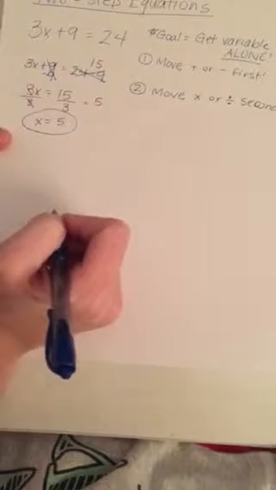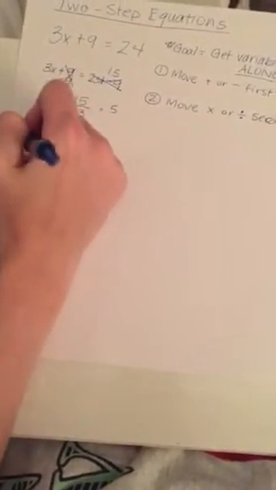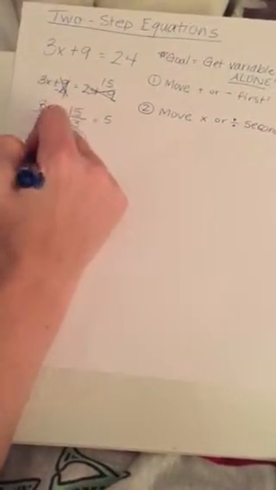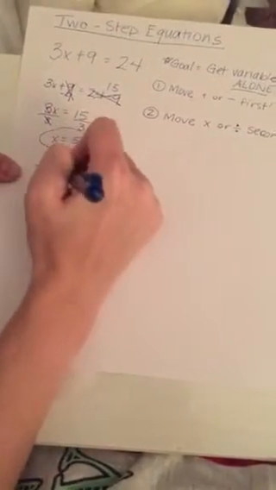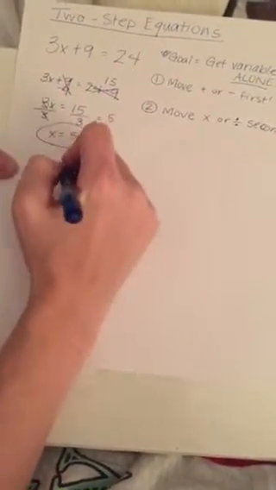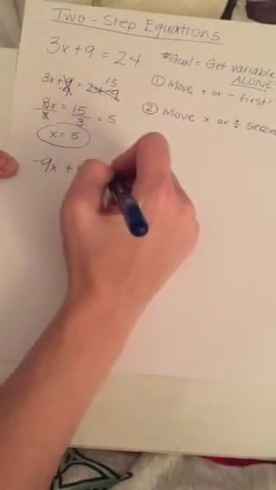Okay, we're going to do 2 more examples. And you're going to do a partner worksheet to help each other out. So we have negative 9x plus 1 equals negative 80. Don't be scared by the negatives.